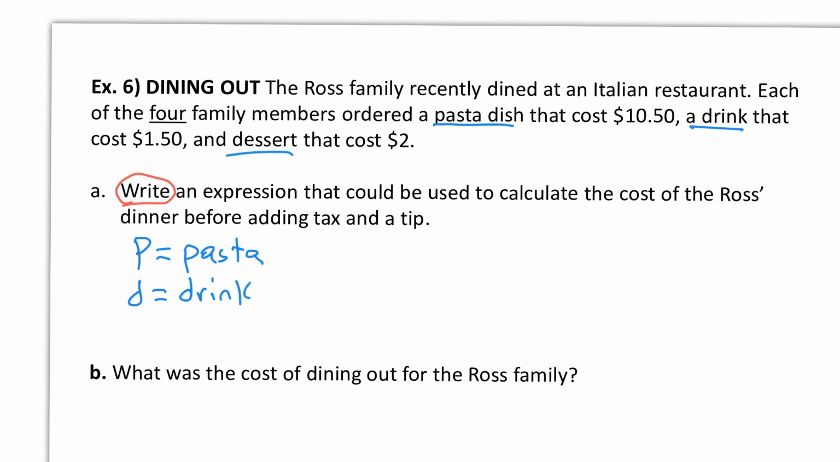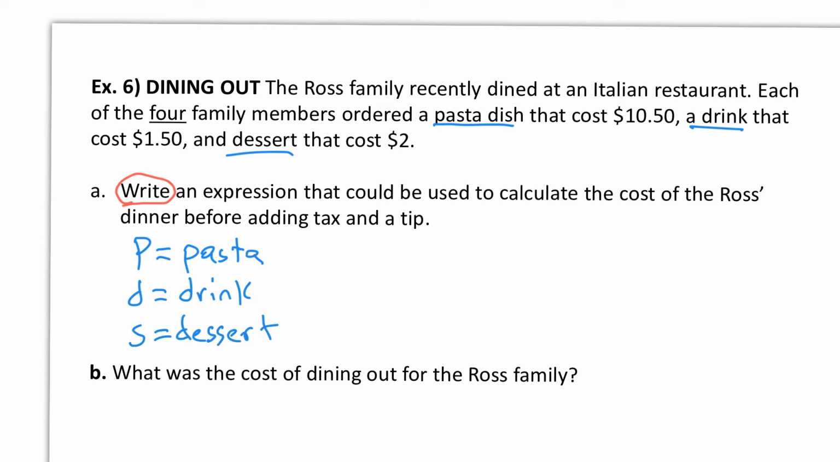I'm going to say D is for drink. Okay? And I cannot say D again for dessert because D represents drink. So let's go ahead and use a different variable for dessert because it's not the same as drink. And I'm going to use S. It doesn't matter what variable you guys use, but I'm using S because I saw the 2 S's in the middle, dessert. So I need to use a P, a D, and an S.